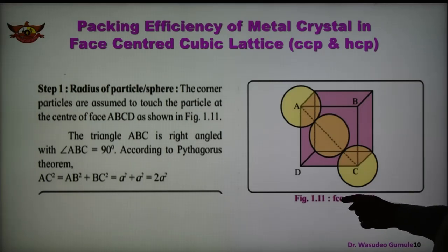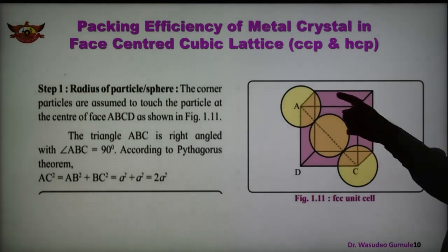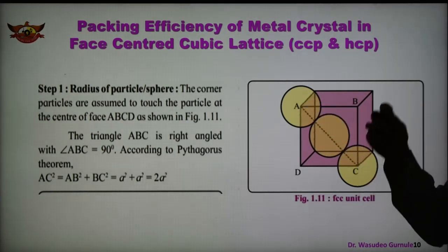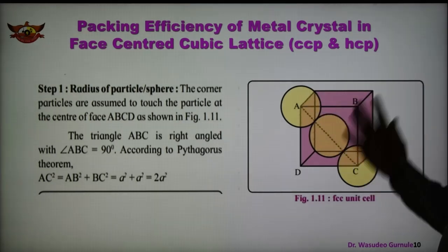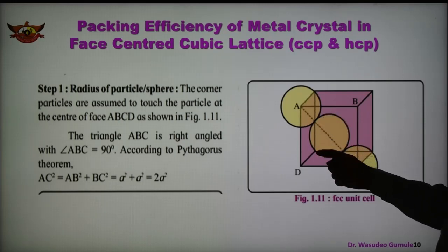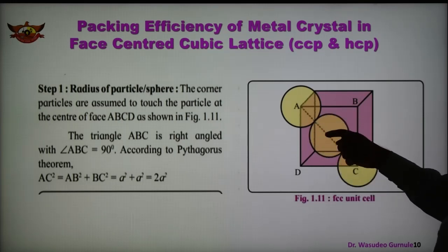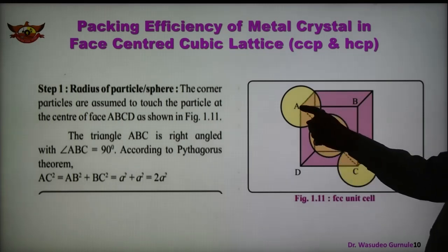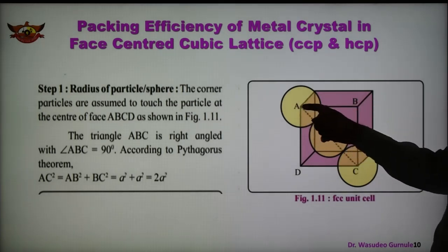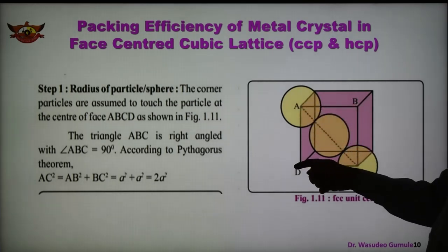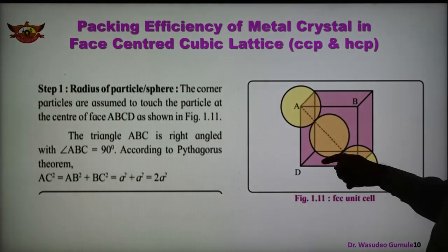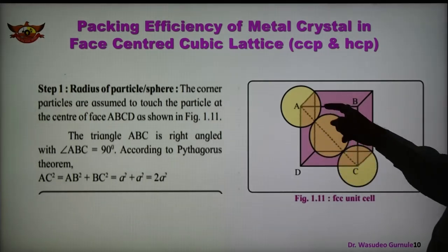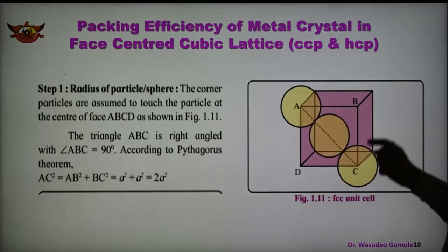In case of face center cubic unit cell, particles are present at the corners as well as at the center of the 6 faces of the cube. This is the cube, this is the particle which is present at the center of the face. ये देखो ये जो है यहाँ से ये देखो ए बी सी डी, ए बी सी डी, ये जो फेस है इसके सेंटर में ये पार्टिकल है और ये कॉर्नर पे ये पार्टिकल है, इस कॉर्नर पे ये पार्टिकल है.